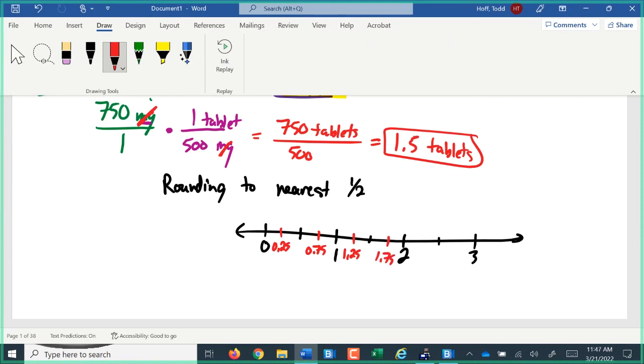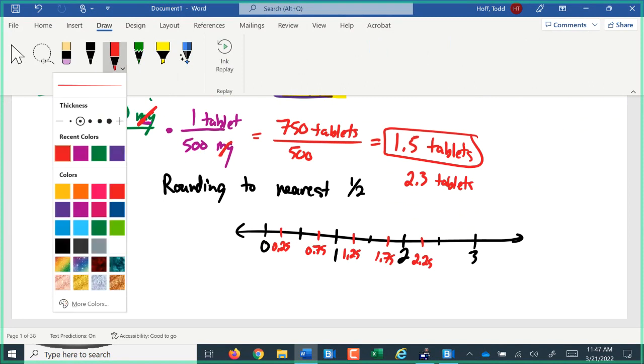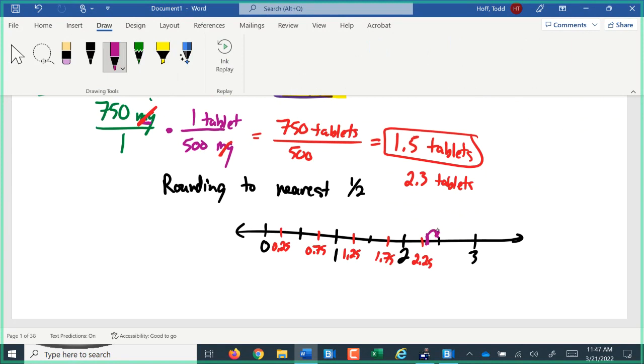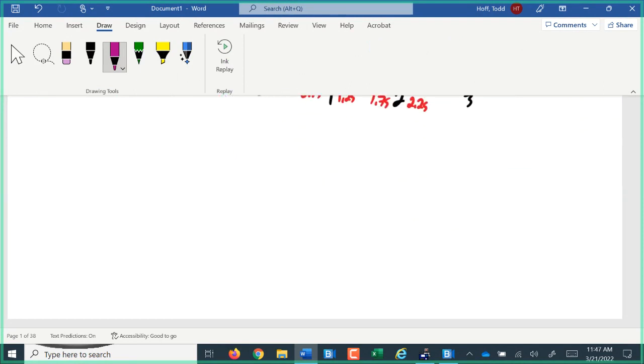So let's say that this came out to 2.3 tablets. Well, 2.25 would be the halfway point here between 2 and 2.5. 0.3 would be here. That would round to 2.5 tablets. I'm going to cross that off because that's not part of that problem. But so you get the point. That would round to 2.5 tablets instead of 2 tablets. A little bit more awkward because we're used to seeing 2.3 rounding down, but when we're going to the nearest half, we have to adjust for that extra possibility in the middle.